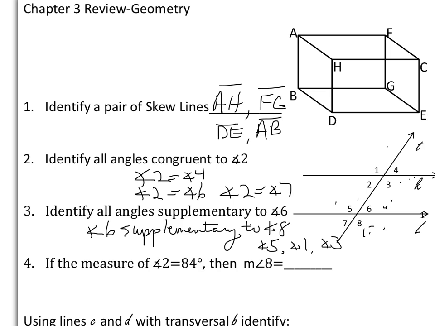Okay, same diagram. We are asked, if the measure of angle 2 is 84, to find the measure of angle 8. If angle 2 is 84, we know that if they're not equal, they have to be supplementary. So angle 2 is 84, which makes angle 6 84, because those are alternate interior angles. Angle 6 and 8 again form a linear pair, so this angle has to be 96 degrees, because 180 minus 84 is 96. So angle 8 is 96.